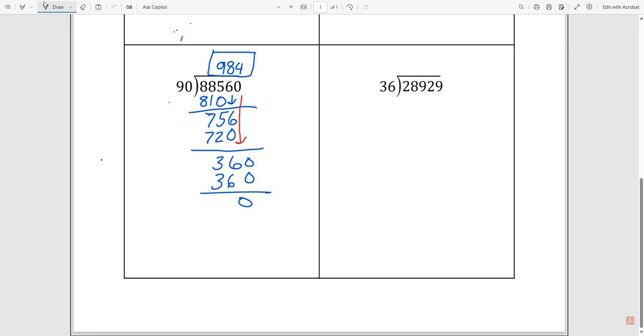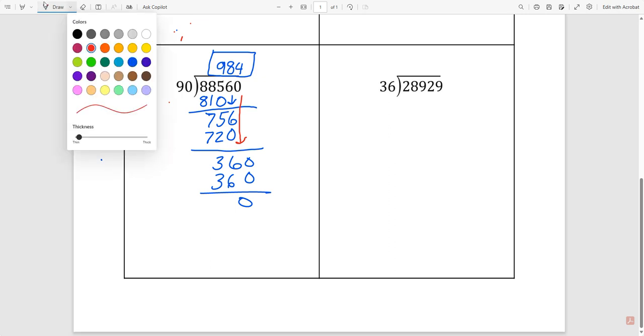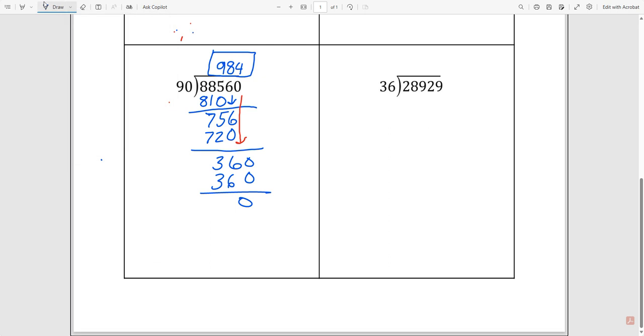All right, last one. Same process. We have 28,929 divided by 36. Okay, and so we have 2 digits. Let's do this in blue. Look at what we're looking at. I have 2 digits here, so I'll start off with 2 digits here. Can I divide 28 by 36? No.